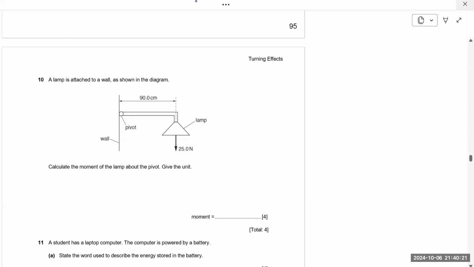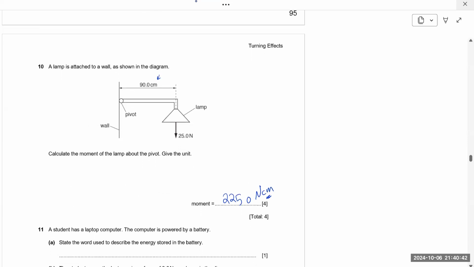Right, number 10. A lamp is attached to a wall as shown in the diagram. Calculate the moment of the lamp about the pivot. خلاص بقى، مش محتاجين، هي هتطلع 2250 نيوتن سنتيمتر. نخلي بالنا مش نيوتن متر عشان ال distance هنا is given in centimeters. إلا لو أنا يعني ال 90 سنتيمتر دي هخليها 0.9 meters، ساعتها هتبقى إيه؟ هيبقى ال answer in نيوتن متر.